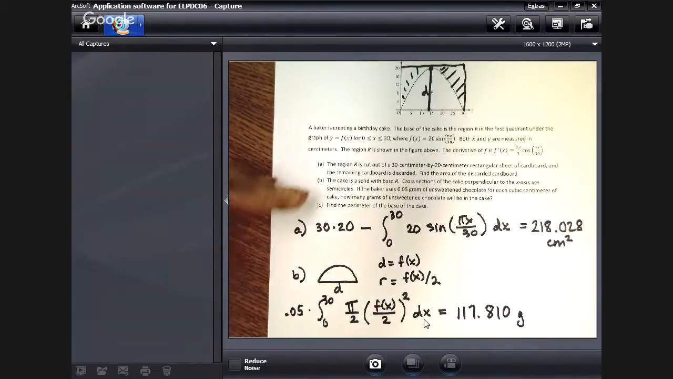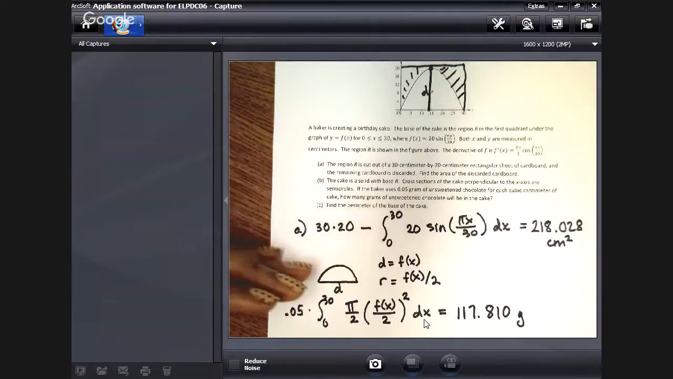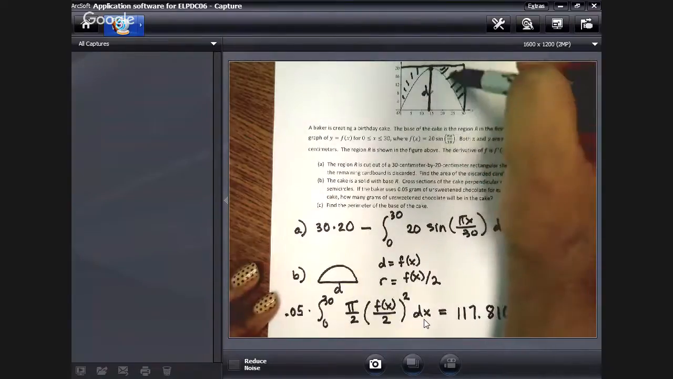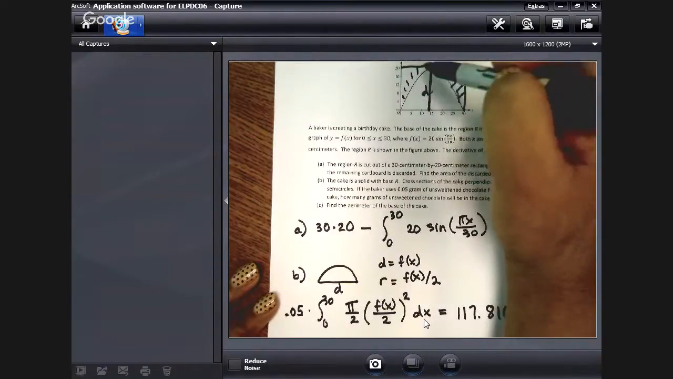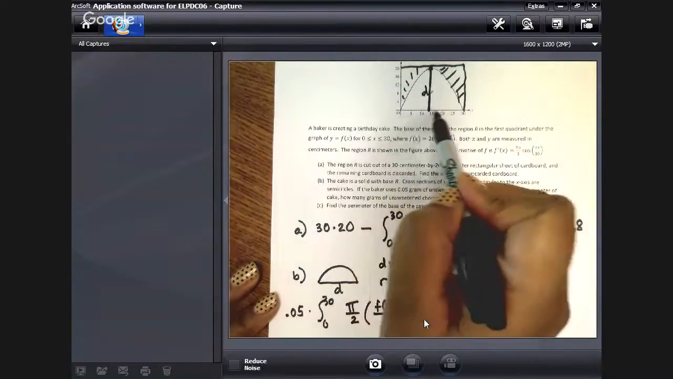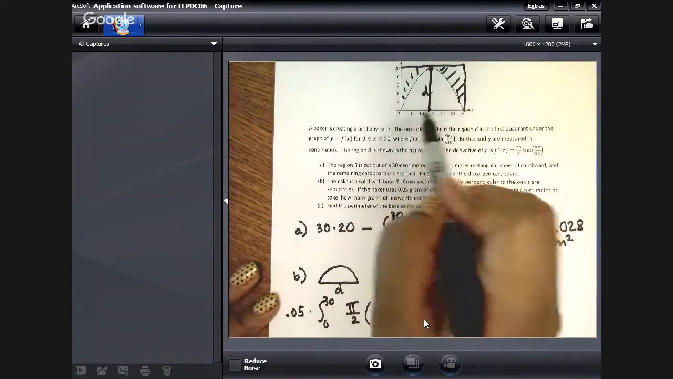Right? So we had an area problem, we have a volume problem, all masquerading as cake. Getting a little hungry now. So part C, I want to find the perimeter of the base of the cake. So the perimeter is going to be the length of this curve going around like this, and this horizontal length going across the bottom.